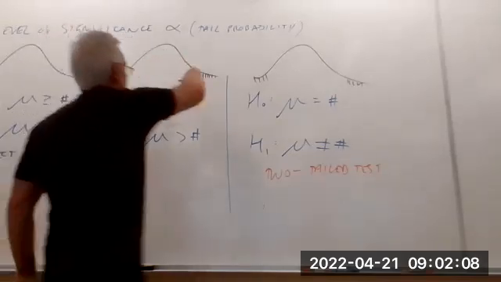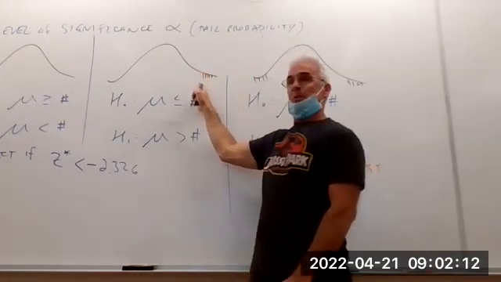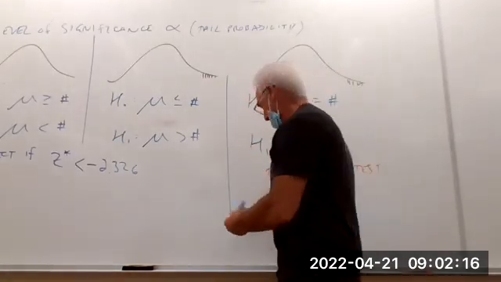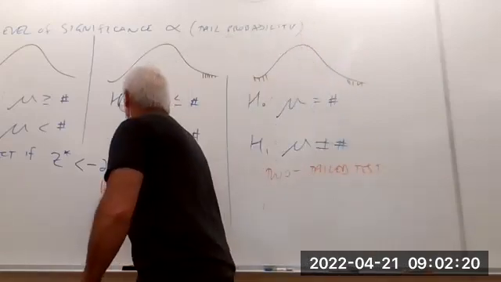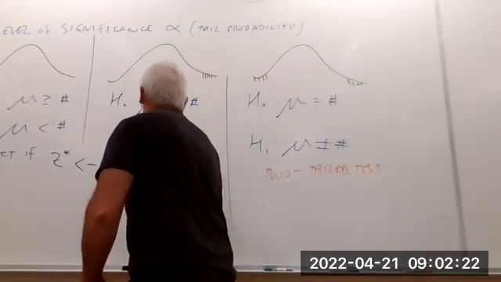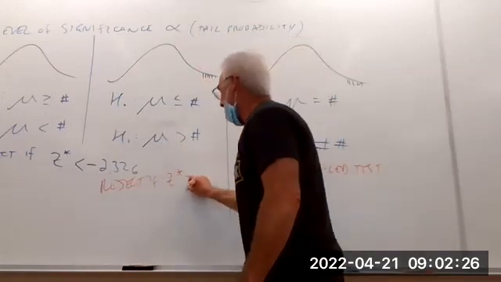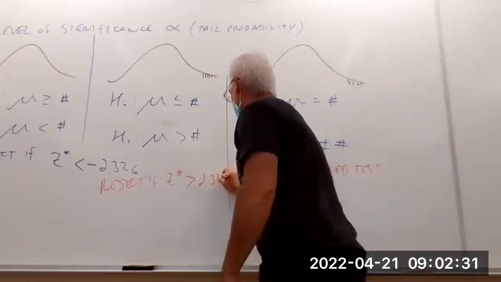What about this one? Same thing, 1% level, but now I'm going to reject in the far right. So what am I going to reject for picture 2? I will reject, this is the middle one, if my calculated value of z is too big. So greater than positive 2.326.